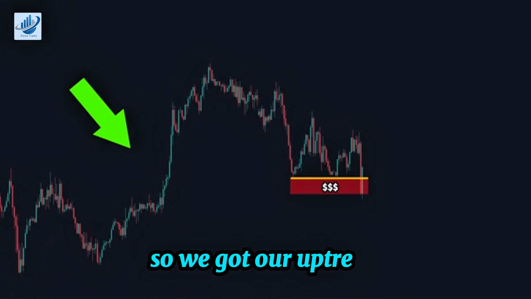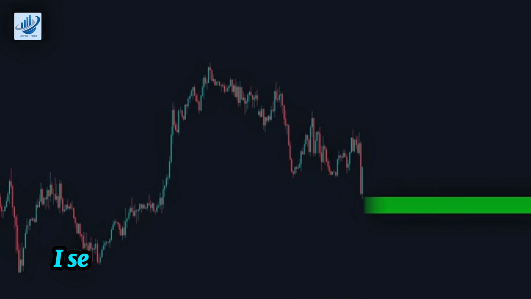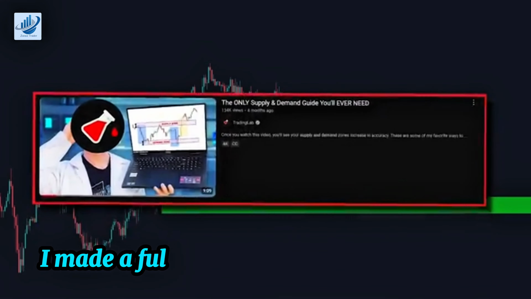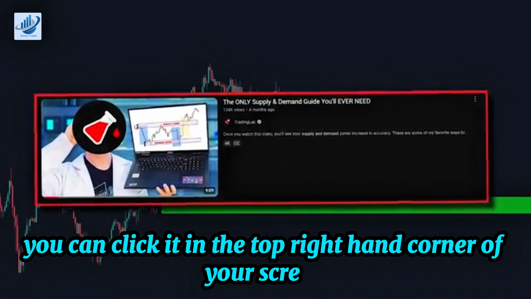So we got our uptrend, we got our liquidity, next we need to find a place to enter. To do that, I see a beautiful demand zone right here. If you're not familiar with supply and demand, I made a full video going over just that. You can click it in the top right hand corner of your screen to watch that video.